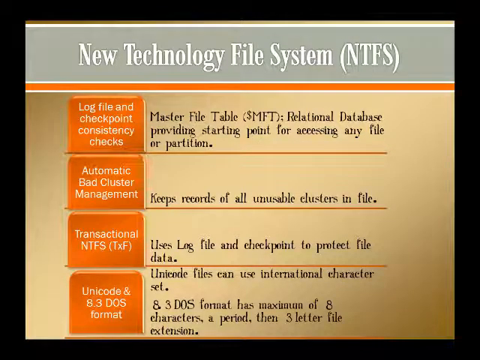Unicode and 8.3 DOS format. So Unicode is files that can use international character set. 8.3 DOS format, this is where files have two names. One is called a long file name. It's limited to 255 characters and can contain valid Unicode character. Or the 8.3 file name, which is also known as an alias. They have a maximum of 8 characters, then followed by a period and a 3-letter file extension.